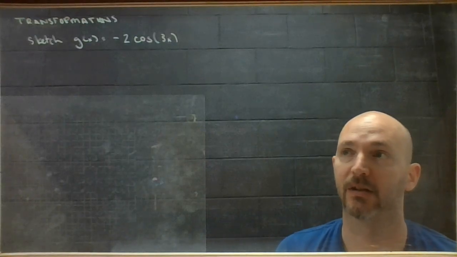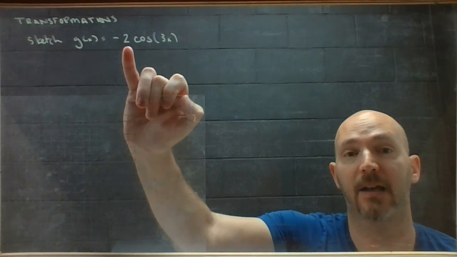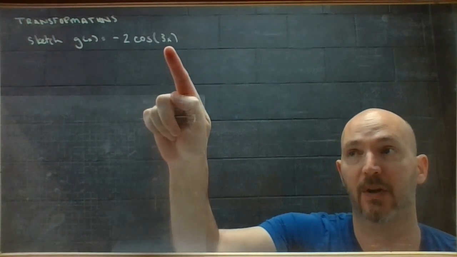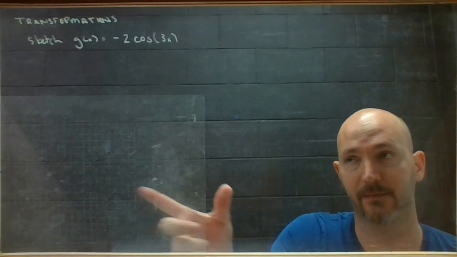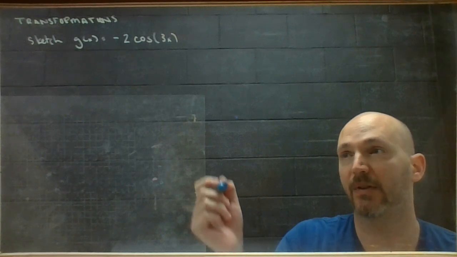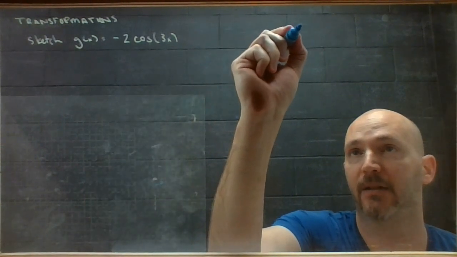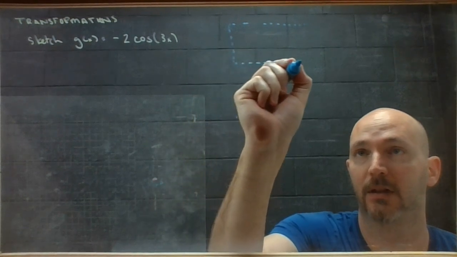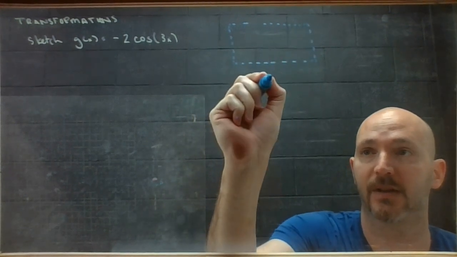You can sketch a cosine that has both an A-type transformation, which affects it this way, and a K-type transformation, which affects it this way. So first things first, the cosine pattern has to fit inside of a rectangle that is 360 degrees long.